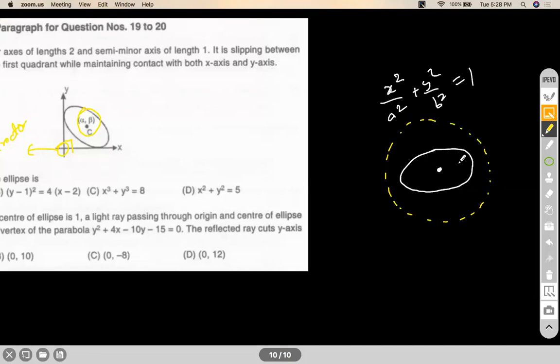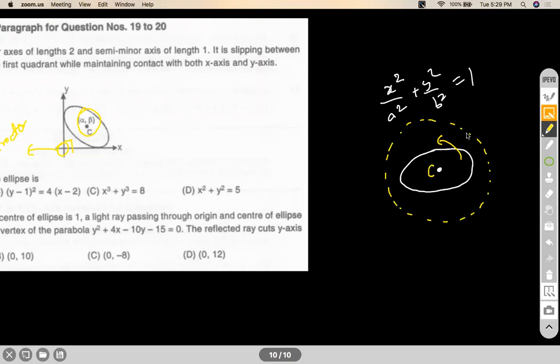Now, if I start rotating this ellipse, will it change the equation of the director circle without changing the center? So, let's say if I start rotating this ellipse about the center, will it start giving you different director circles, or will the director circle remain the same?